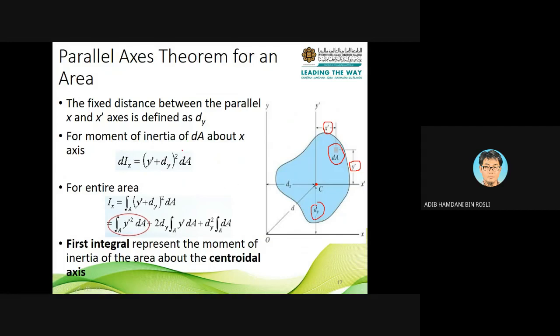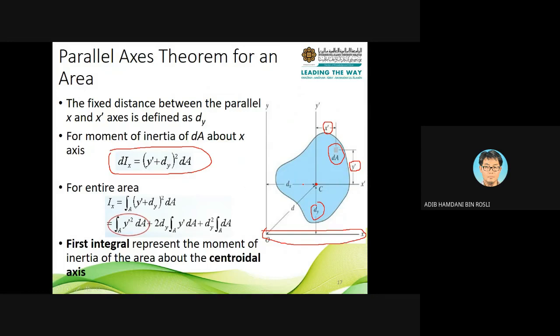So for this, if you want to find the moment of inertia of dA about the x-axis, this x-axis, not about the x prime axis. The x prime axis is its own centroid axis. Not about that. It's about the x-axis itself. So you have to define it as this. What is this? The differential dIx with respect to the x-axis equals (y prime, the distance from dA to the x prime axis, plus dy) squared times dA.